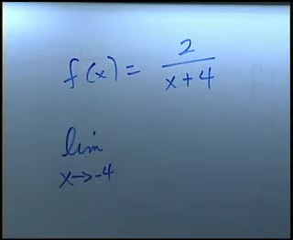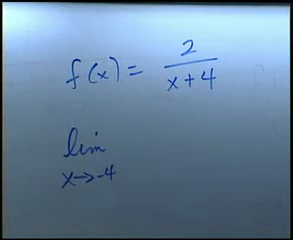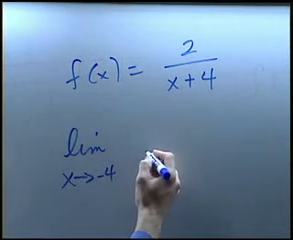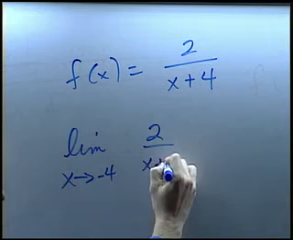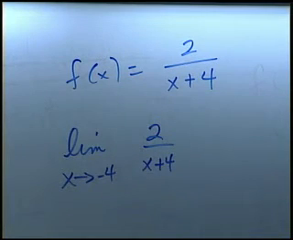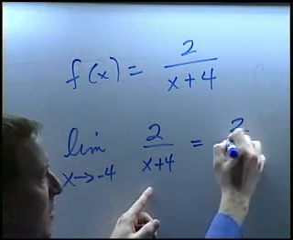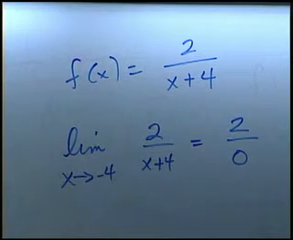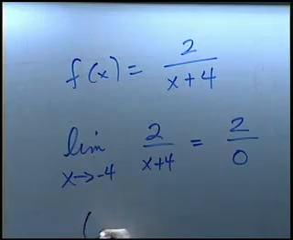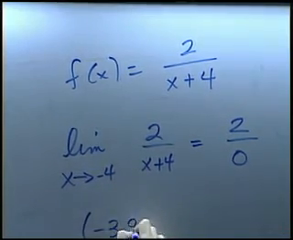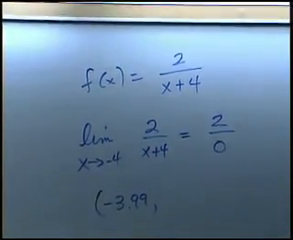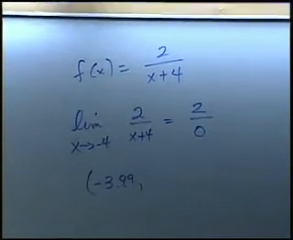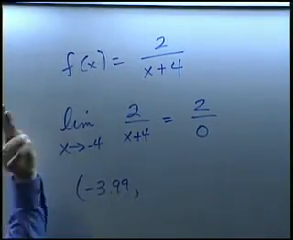Now, this one's going to work a little differently than some of the previous examples. First of all, we know that we cannot just substitute in -4, because we would get 2 divided by 0. Can't do division by 0. So we have to look at the neighboring points. What if we substitute in a number just a little bit to the left of -4? We can probably even do this in our head without the calculator.